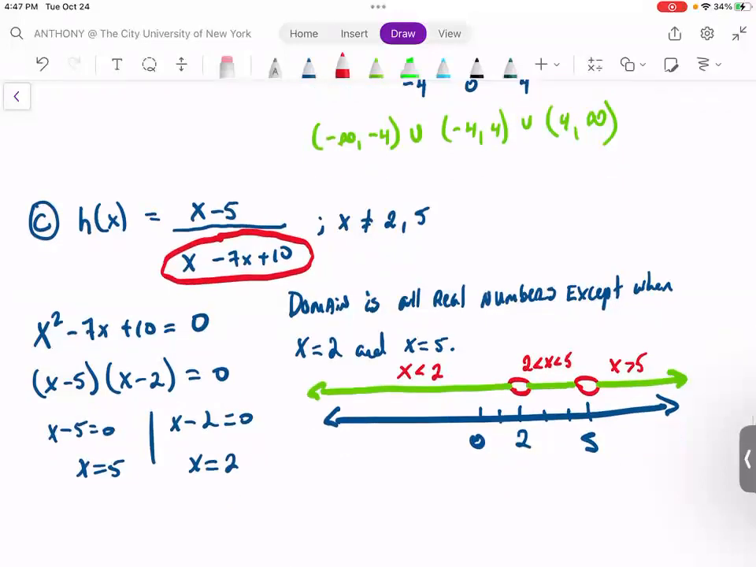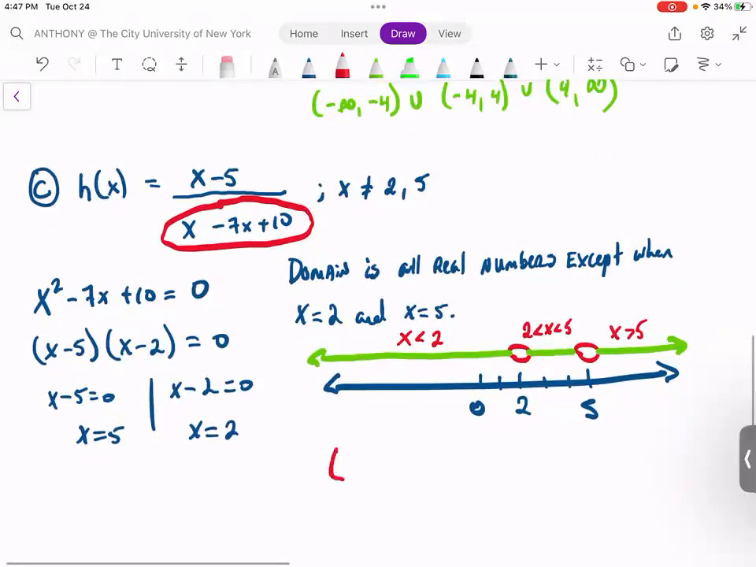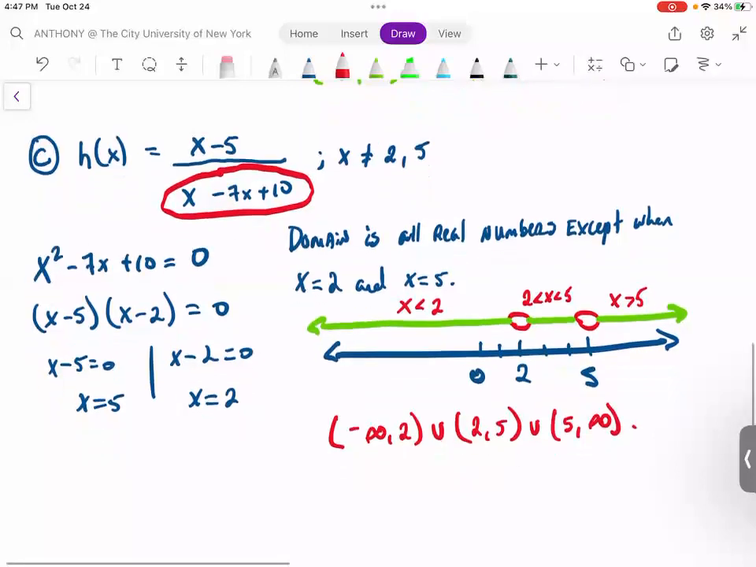Each of your inequalities you can write as an interval. X less than 2 implies negative infinity to 2. Union 2 to 5. Union 5 to infinity. And that is your solution. All right. That's how you essentially find a domain for these types of rational functions.